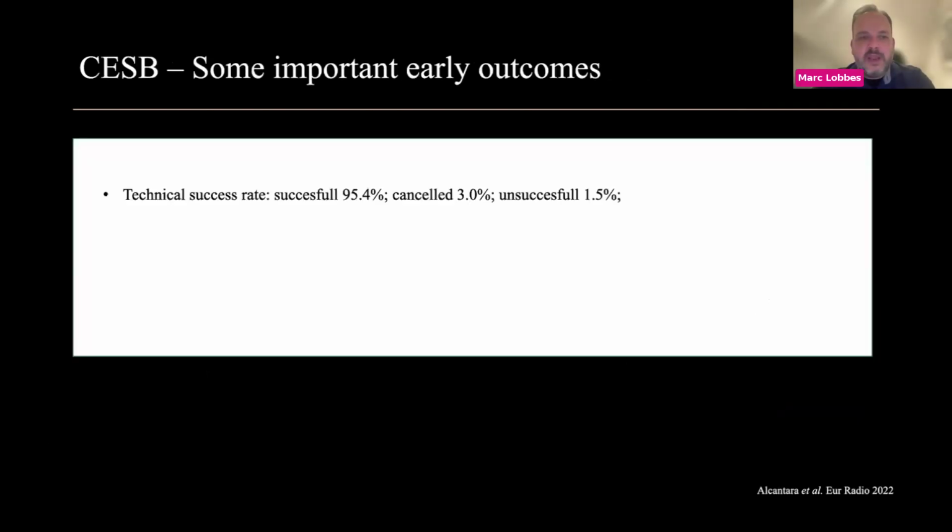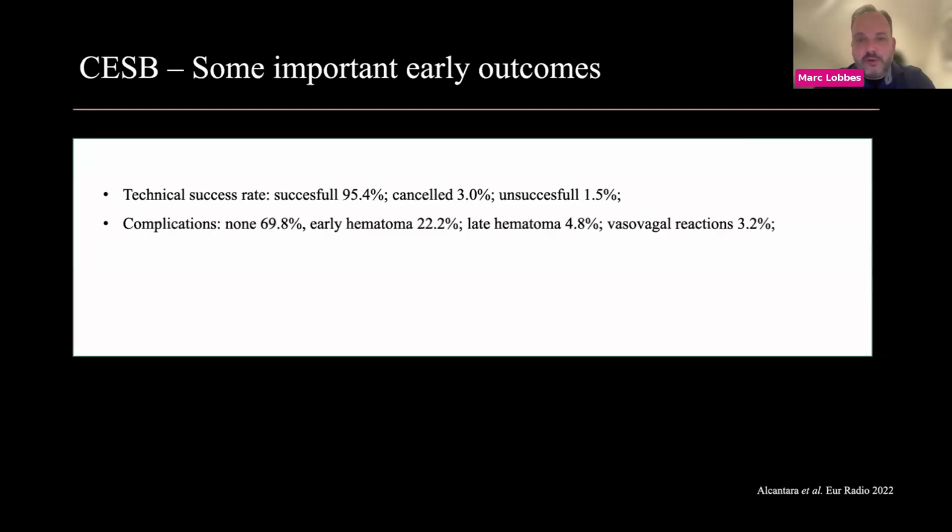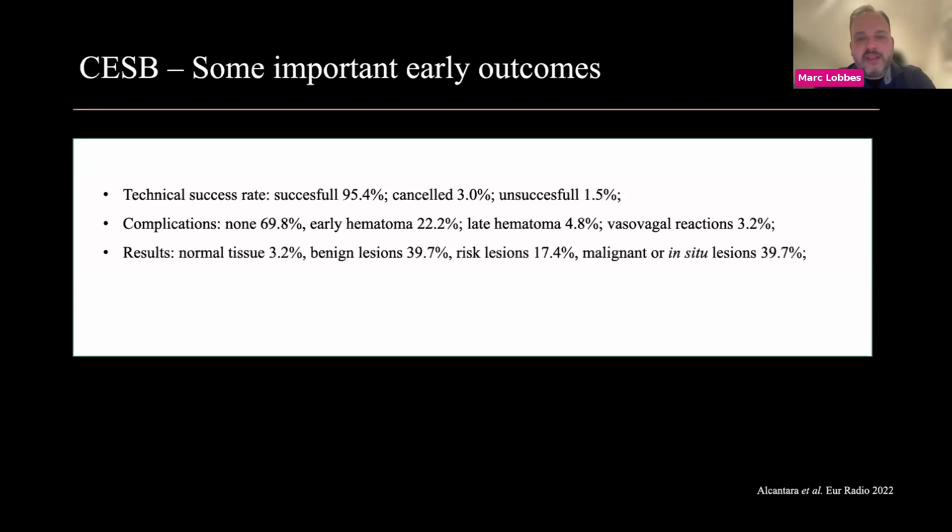And when you look at the first publication by Rodrigo Alcantara on this topic, you see that the successfulness rate is very high. Unsuccessful is very rare. Of course, you have the well-known complications that are associated with vacuum-assisted biopsies. But I think the most important numbers is that in their study, they have up to 70% of risk lesions and even higher chance of malignancy. So it looks to be a very promising technique to explore further.